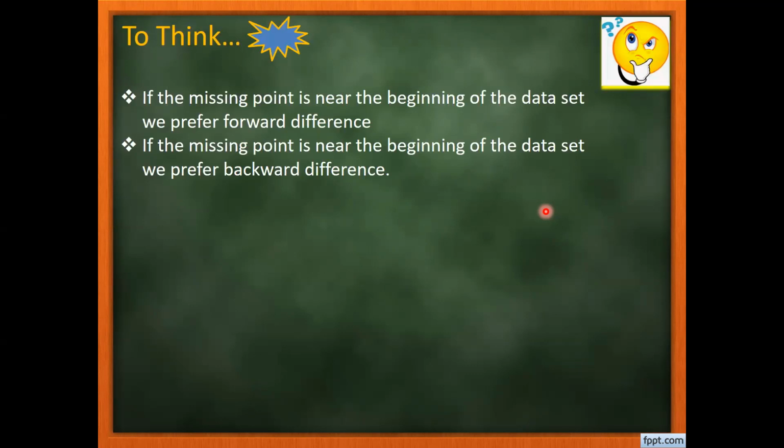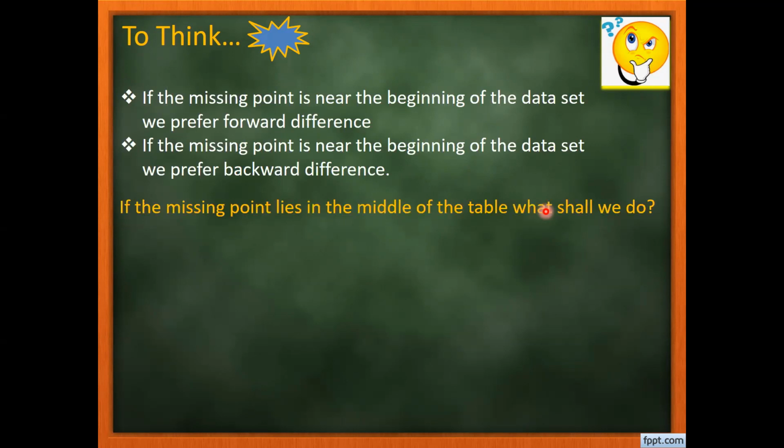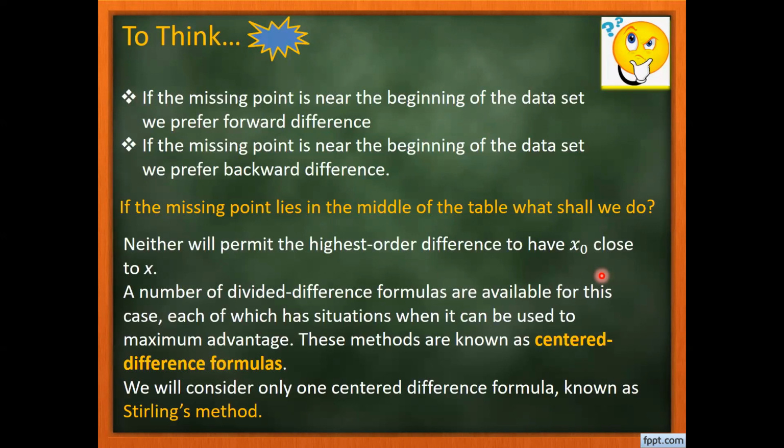Now, here we have one more question. We have discussed that if the missing point lies near the beginning of the data set, we use forward interpolation. If it lies near the end of the data set, we prefer backward interpolation. Now, what if the missing point lies in the middle of the table? What shall we do? This makes me think I should have some other interpolation form to deal with the case when the missing point lies somewhere in the middle of the table.